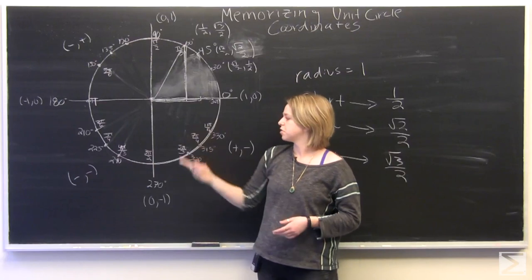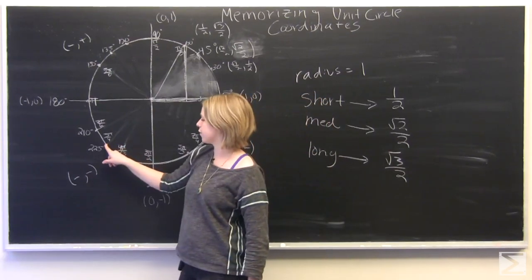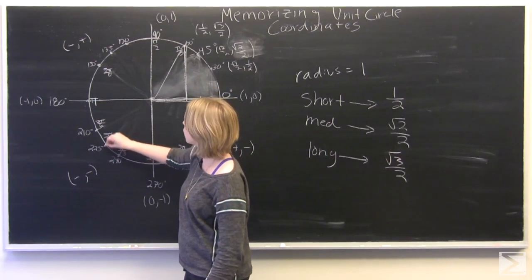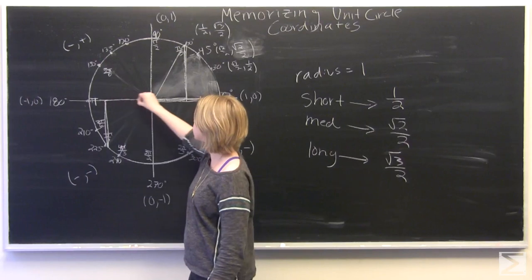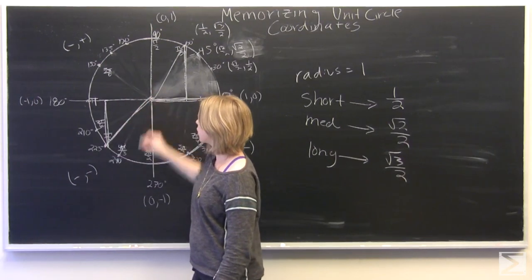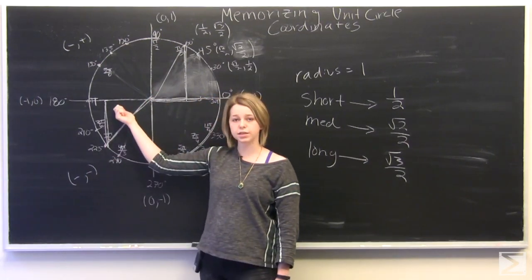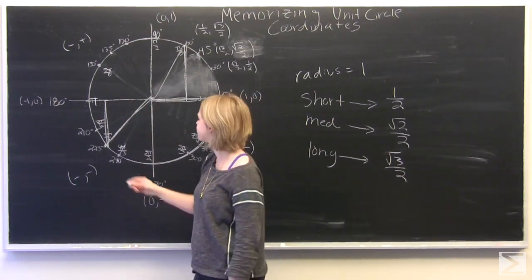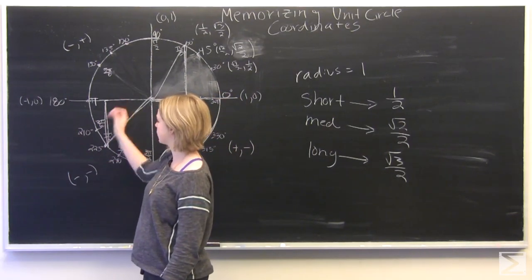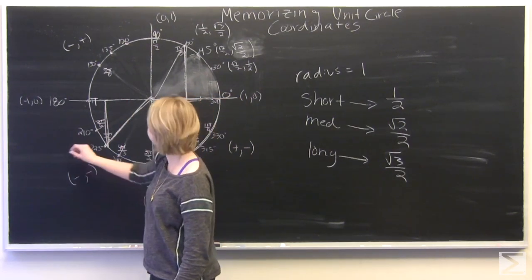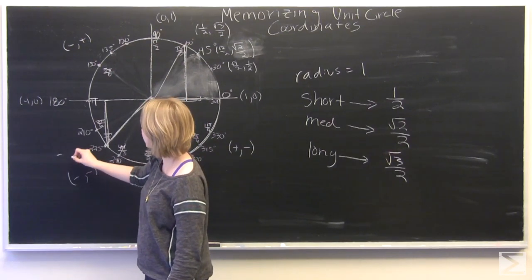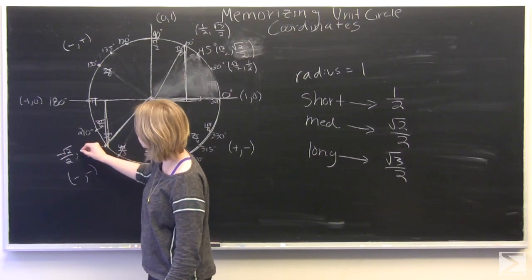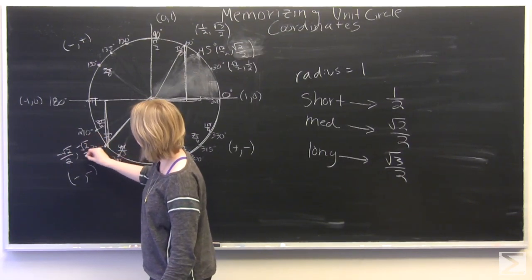Now let's just jump over to 5 pi over 4 and see how this system works when one or more of the coordinates is negative. So we'll draw our triangle in the same way, keeping one of our bases on the x-axis. We've got two medium length lines, and so we know that we've got both negative coordinates. And so at 5 pi over 4 radians, our coordinate is going to be negative root 2 over 2, comma, negative root 2 over 2.